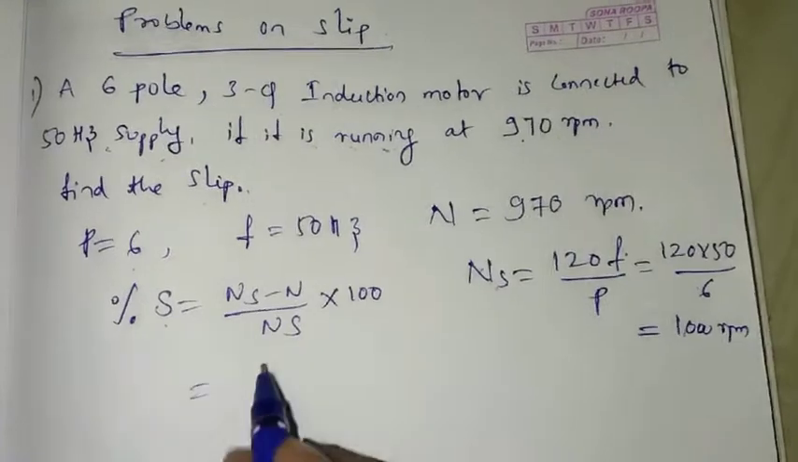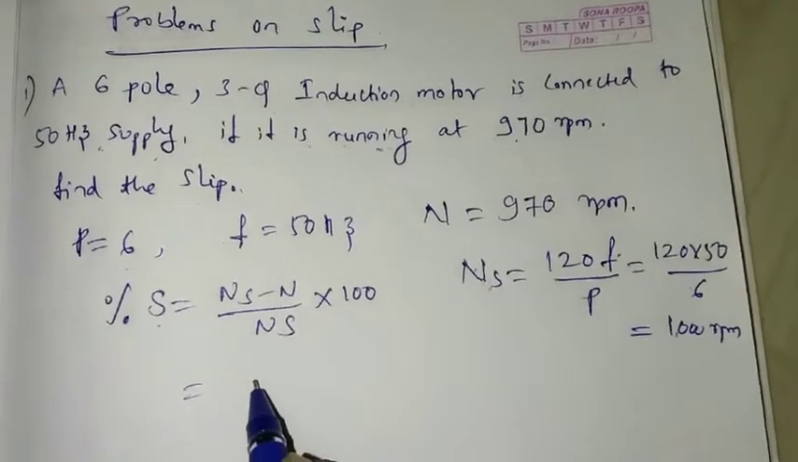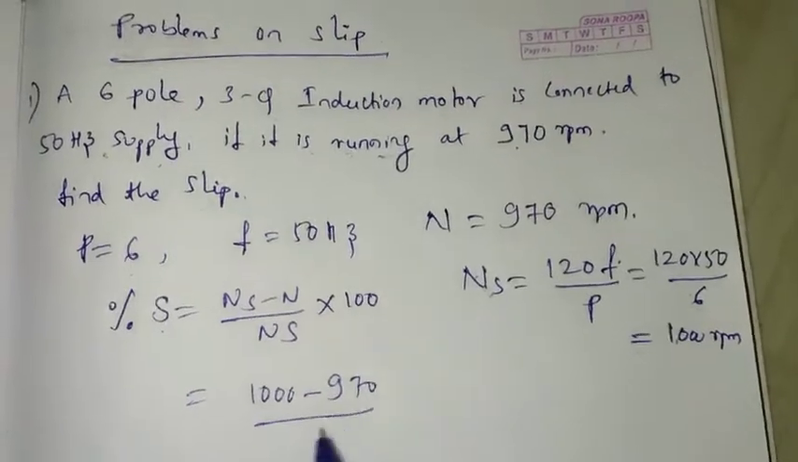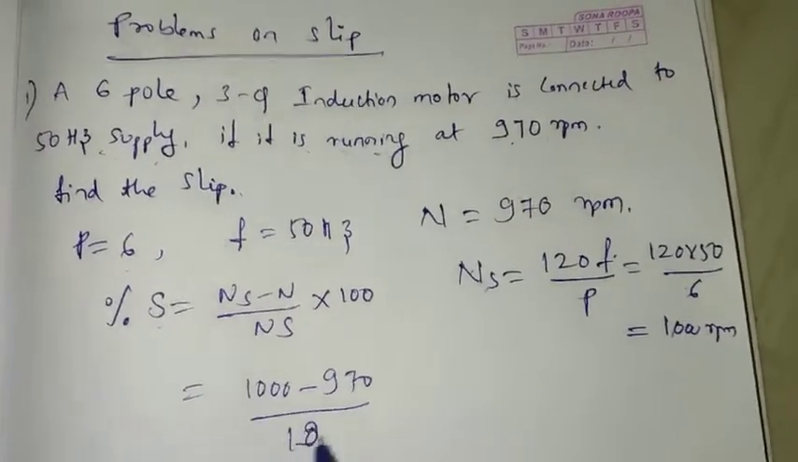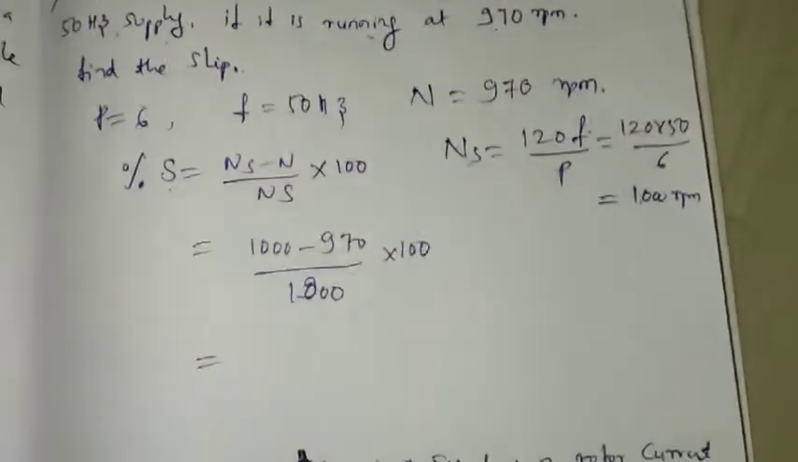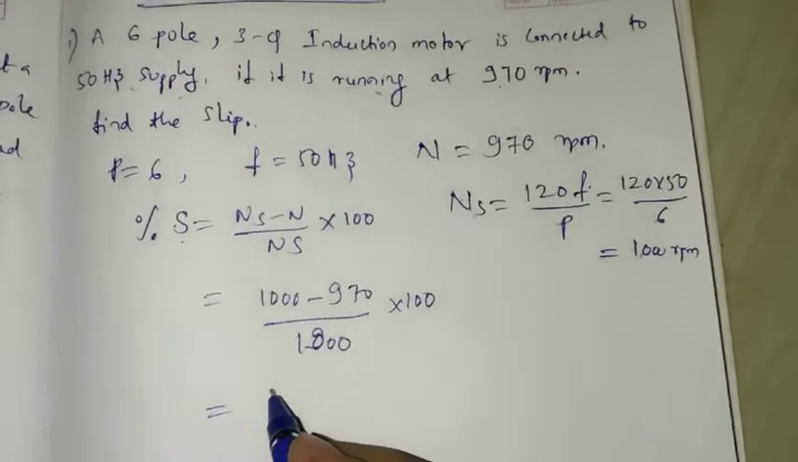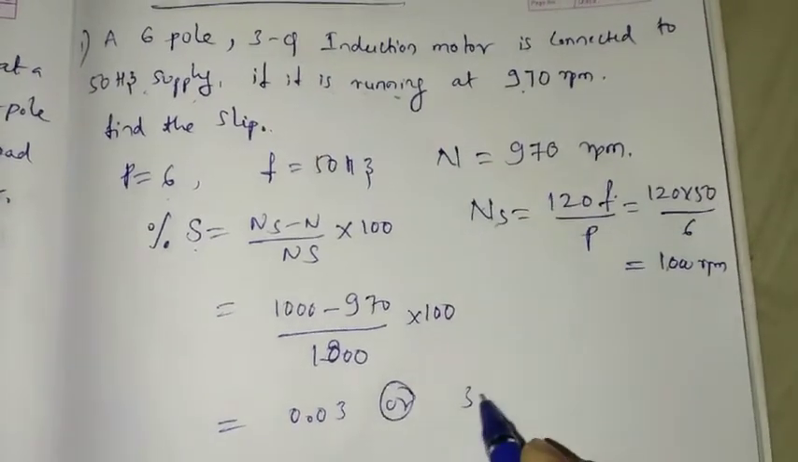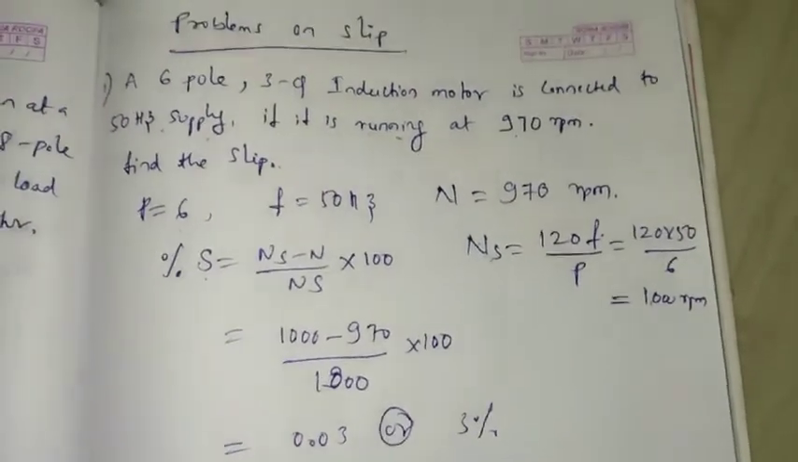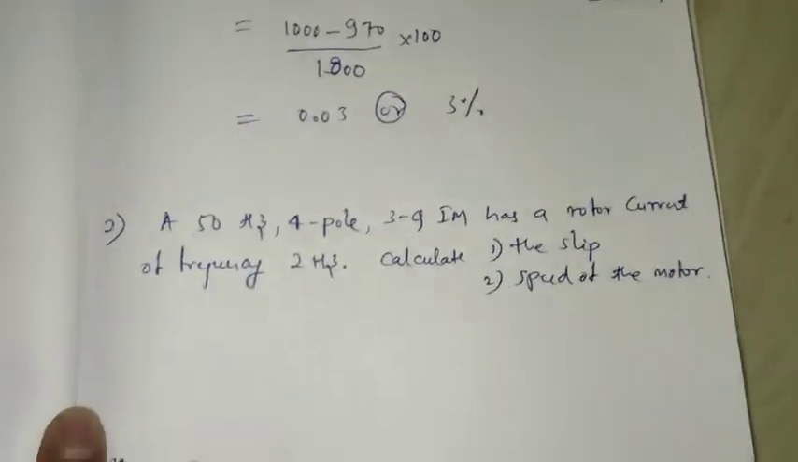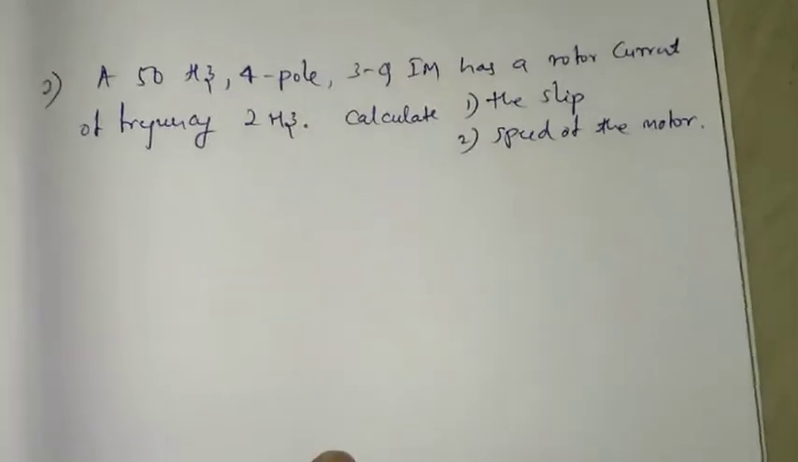So now I will calculate the slip. The last step is (ns minus n) divided by ns, that is (1000 minus 970) divided by 1000, into 100 percent. So you will get the answer, slip is equal to 0.03, or 3%. So the problems are simple, but you must remember the equation. So I will take the second problem.